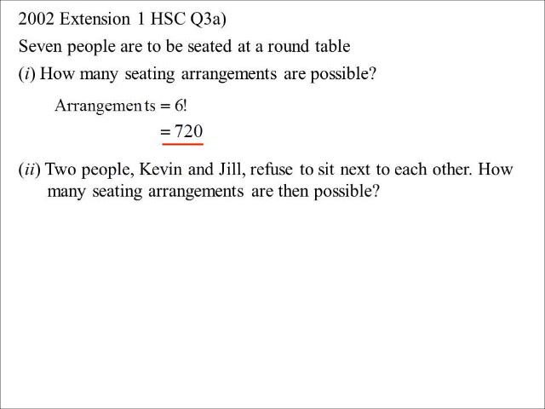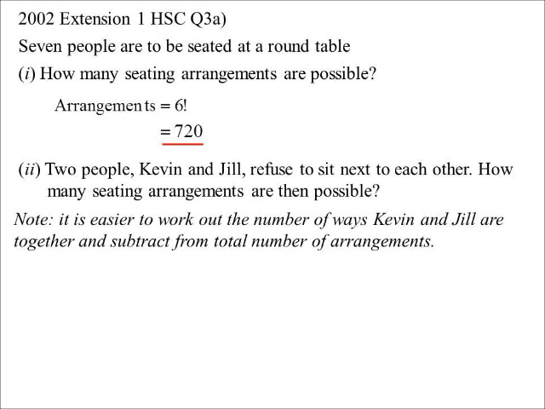2 people, Kevin and Jill, refuse to sit next to each other. So how many arrangements are possible? It's a lot easier to work out how many arrangements where they are together rather than working out the number of ways they are not together. So you work out the number of ways they are together, then just subtract that from the total number of possibilities. So let's work out when they are together.